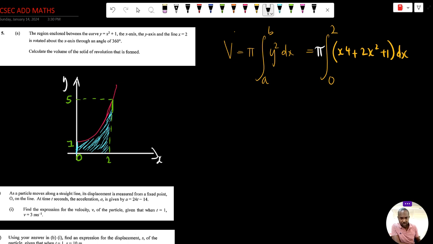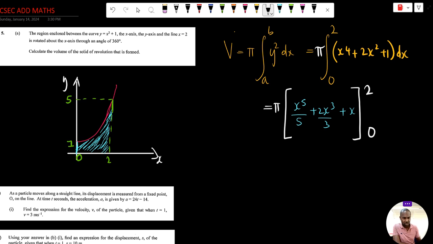So, of course, we keep our pi outside, and let's put now a square bracket. When we integrate x to the 4th, we get x to the 5th power over 5. Then we integrate 2x squared, we get 2x cubed over 3. Then, of course, to integrate 1, you simply get x. And because this is a definite integral, we do not need to introduce any integration constant. And we're going to be evaluating this between the limits of 2 and 0.